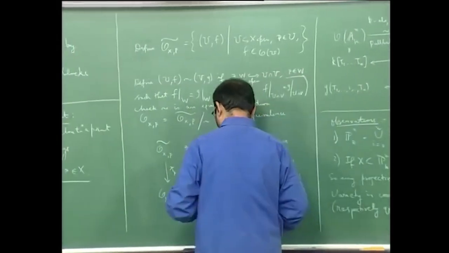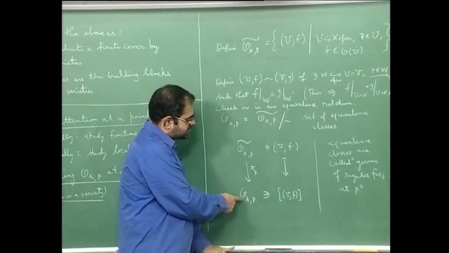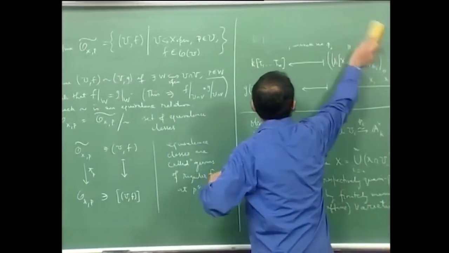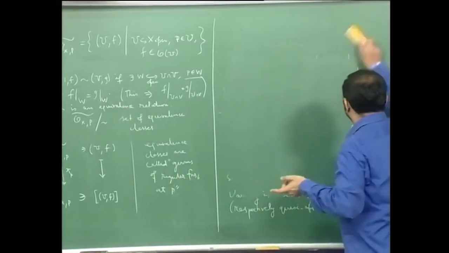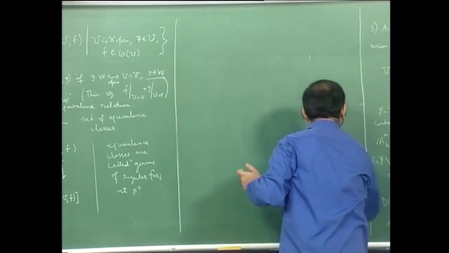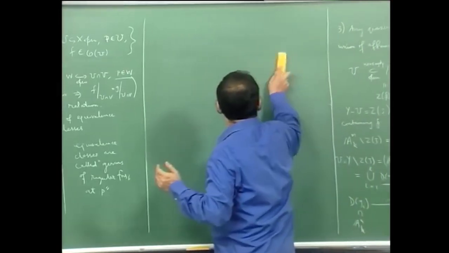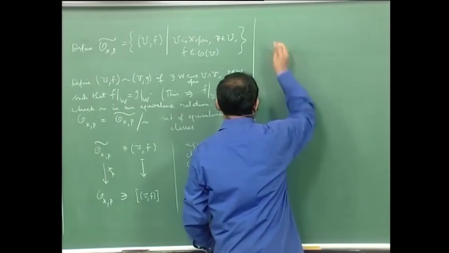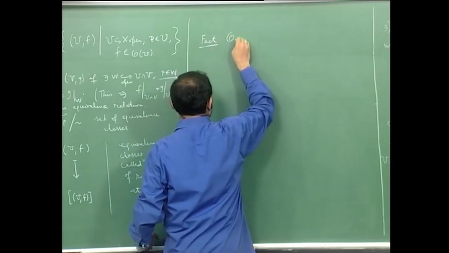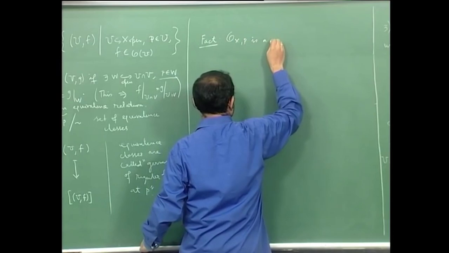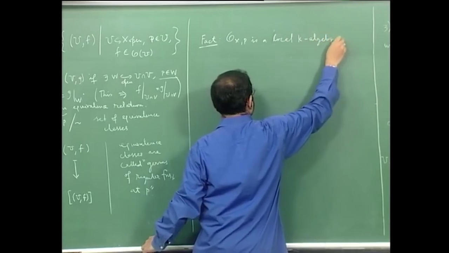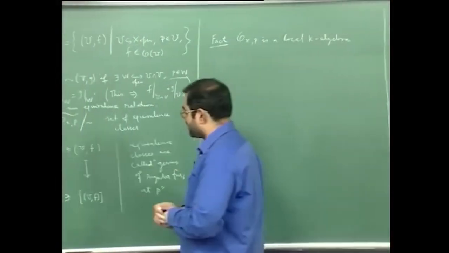Now the fact I want to say is that this is actually a ring. Why this is a ring is because you can define addition and multiplication. In fact, it's not just a ring. In our case, it's actually a K-algebra. So let me write out the fact: O_{X,p} is a local K-algebra. This is a fact. So first of all, how do you make it into a ring?